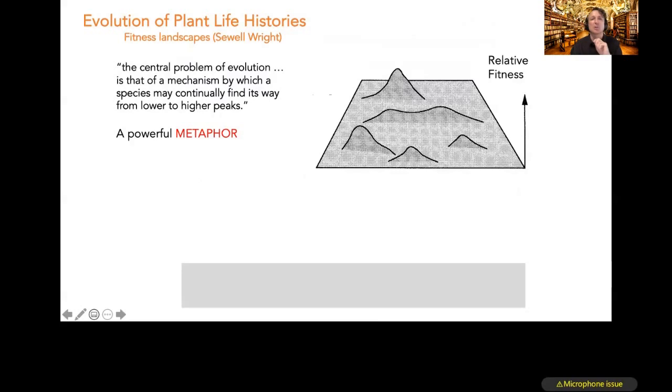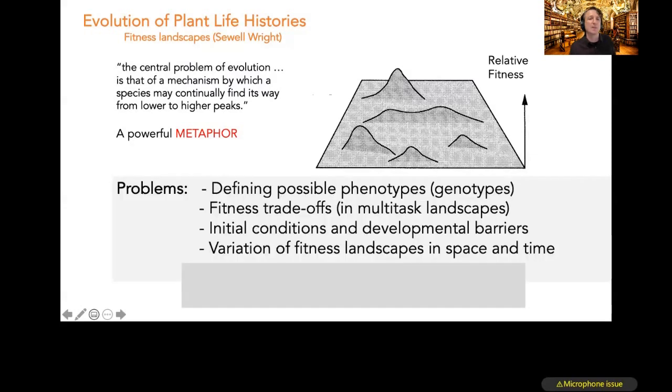Okay, so the evolution of plant life histories, right? Fitness landscapes are a powerful metaphor, okay? And we're going to be using fitness landscapes to try to address these problems. This problem of defining not only possible phenotypes and genotypes, but understanding these fitness trade-offs and how variation in fitness landscapes in space and time in different environments can select for differences in plant form and function. And then together, those different strategies give us the diversity of form and function.